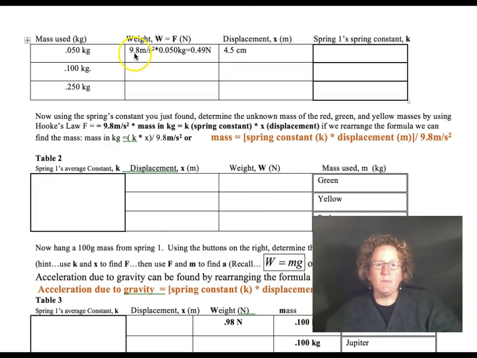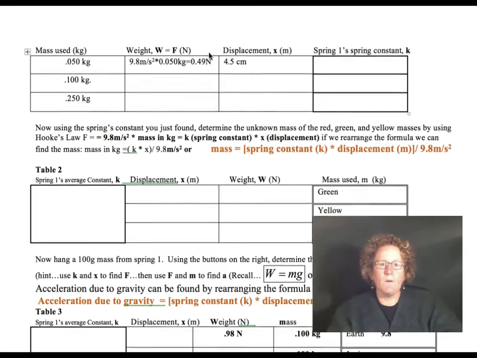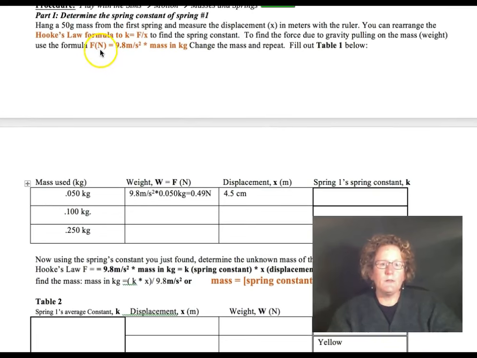Remember, we were using the 50-gram spring, which is 0.05 kilograms. I multiplied 9.8 times 0.05 on my calculator, and I got 0.49 newtons. Now we can go up here where we've rearranged the Hooke's law formula to K, or the spring constant, is equal to the force, that's this box here, divided by the displacement. So all we have to do now is take this number here, our force, and divide it by our displacement right here.